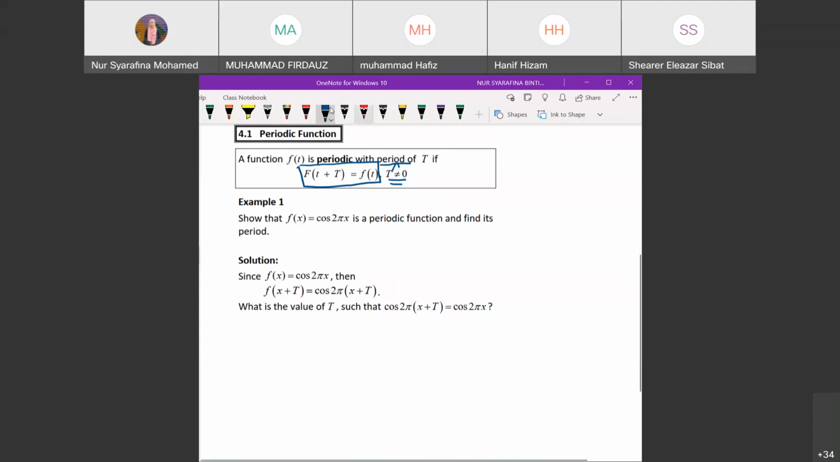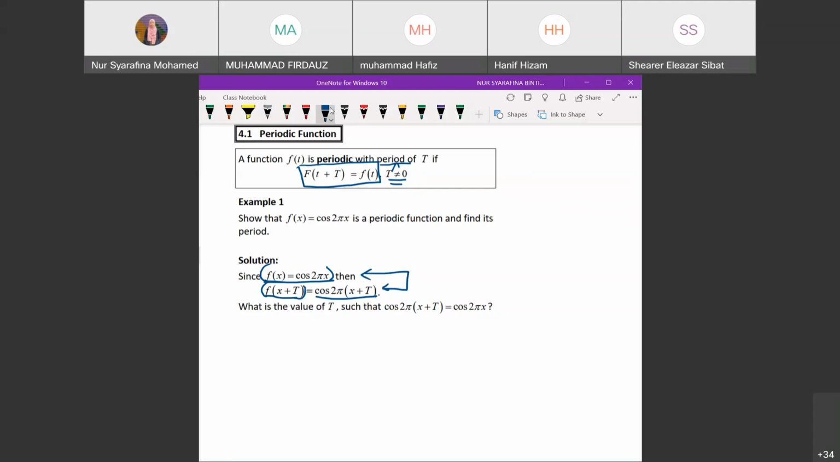So now, if your f(x) is cos 2πx, then you have to know that f(x + T) should be cos 2π(x + T). And you have to show that these two functions are equal so that it can be a periodic function. Clear or not? You have to make sure that when the function is shifted by a period, cos 2π(x + T) is equal to the original function cos 2πx. So we need to do some proving here.